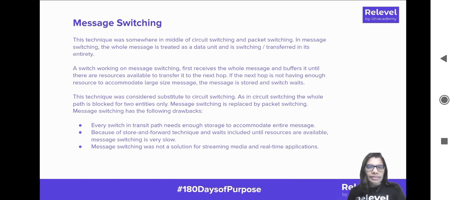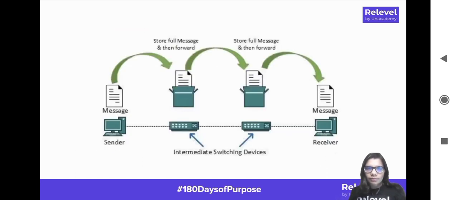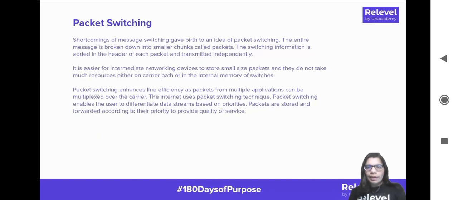So this was about message switching. Now let's see what packet switching actually is and how it replaced message switching. This is the diagram depicting message switching. Here you can see the entire message is transferred to the next hop, and until the next hop is free, the data is stored at the current hop and waits until enough space is available on the next hop. Now let's see what packet switching is.